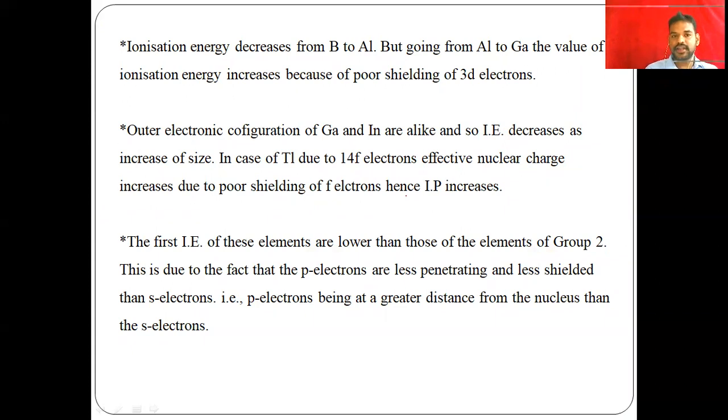The outer electronic configurations of gallium and indium are alike. That means ionization energy decreases as the size increases. In the case of thallium, due to the 14 f electrons, the effective nuclear charge increases due to the poor shielding effect.